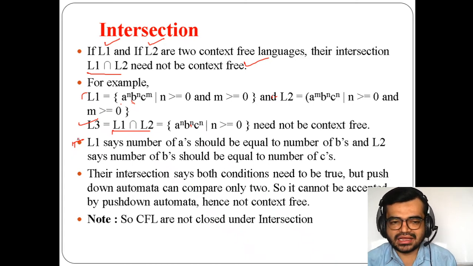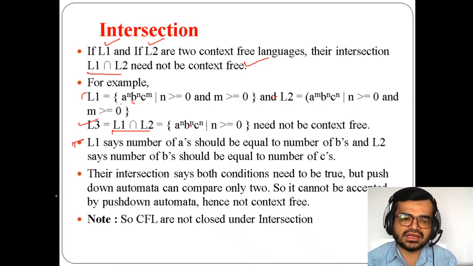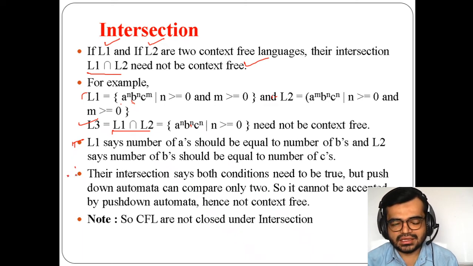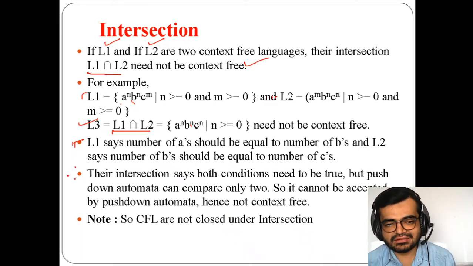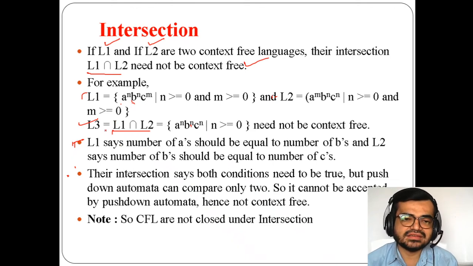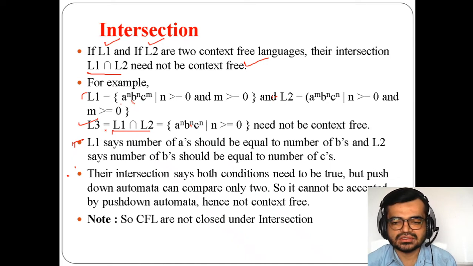Again, here we are using a pushdown automaton in order to compare. Generally we have three sets of values here, but a pushdown automaton is only used for comparing two of them. So, as you know, it isn't accepted by a pushdown automaton.